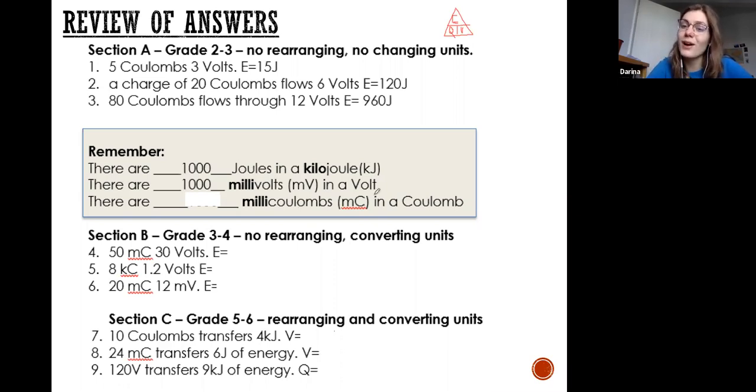So we're kind of just going the other way, right? Milli is a small unit. So there are 1,000 tiny little millivolts in a volt and 1,000 joules in a kilojoule, which is a big unit. So milli and kilo are kind of opposites of each other: milli, small; kilo, big. And same thing with the millicoulombs, right? Okay, fab. For this one, don't worry too much about the first 2. Let's have a go at question 6. Here we're going to have to convert units.